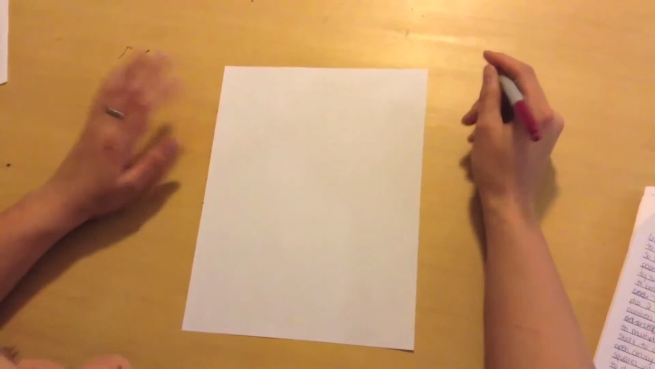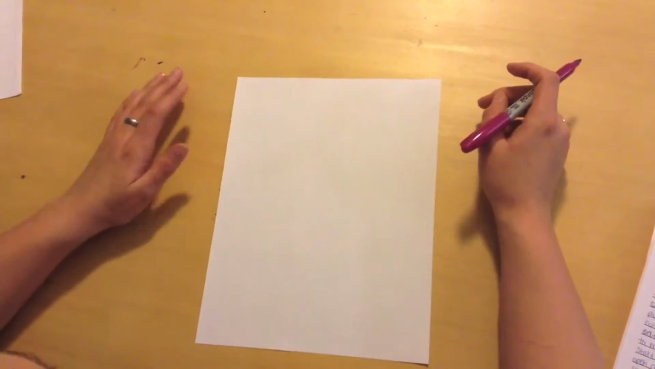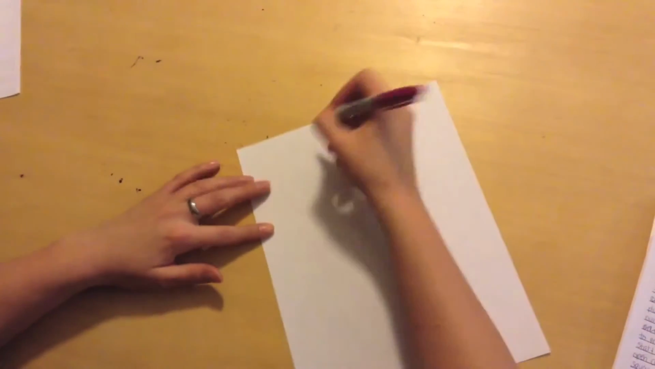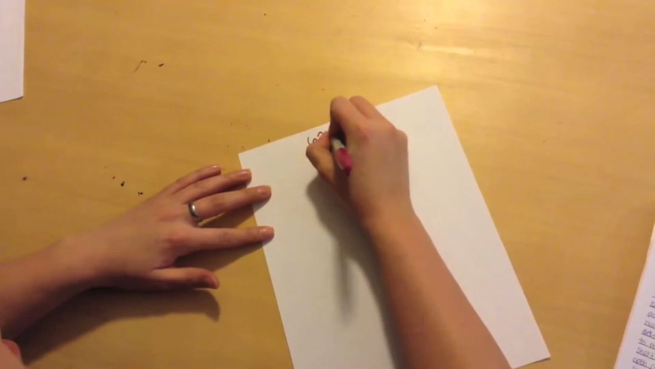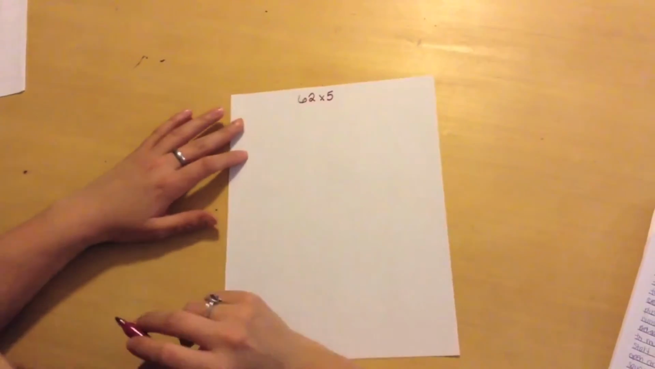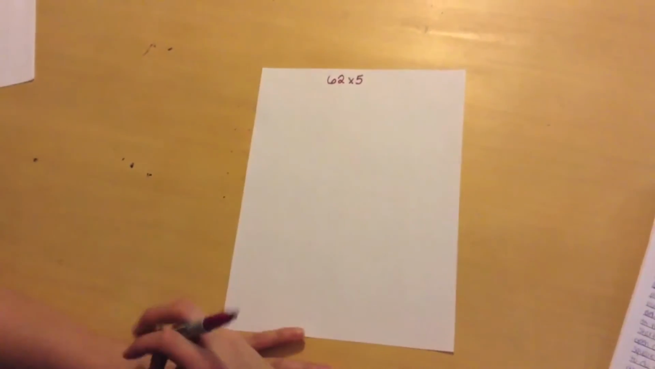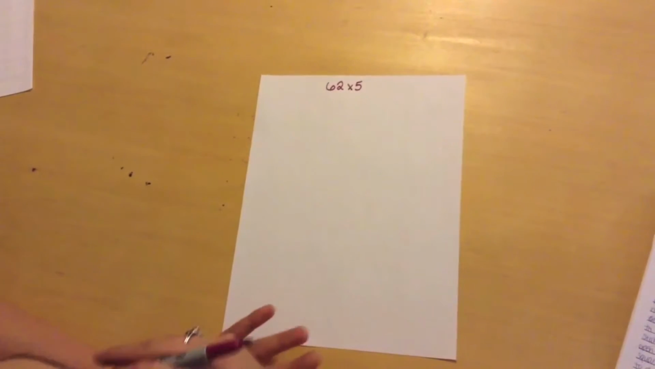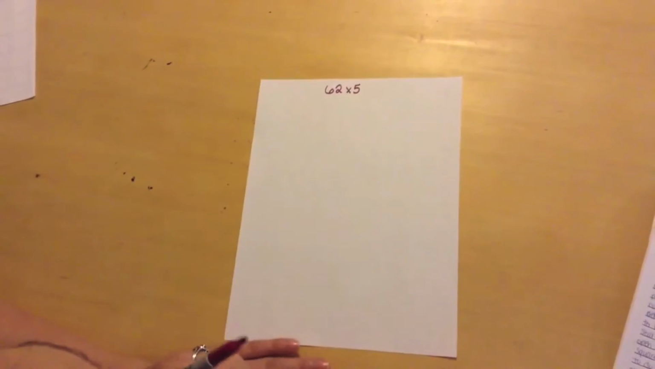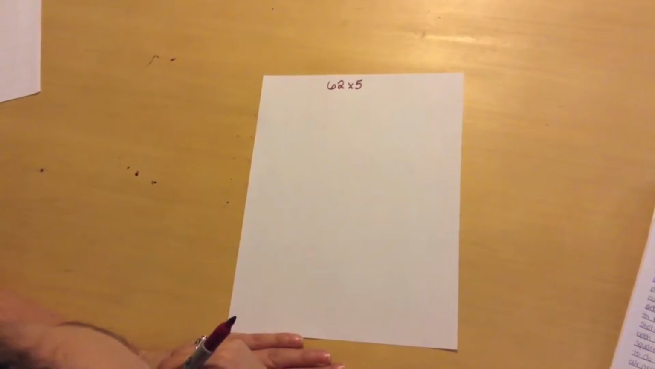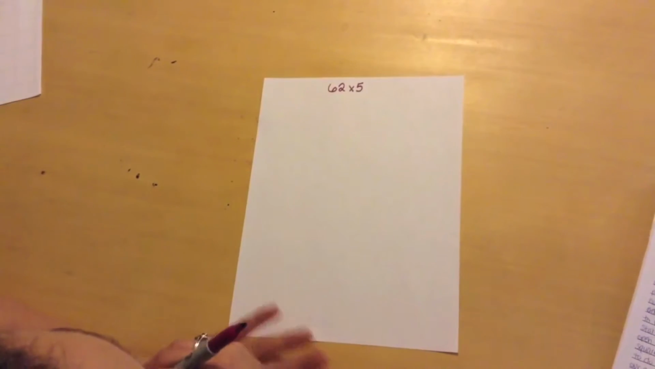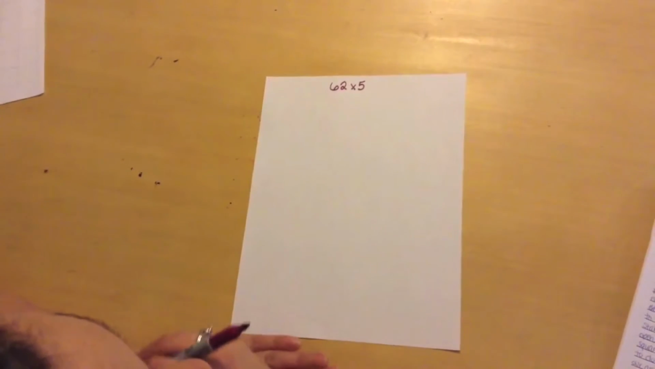So what if you have a multiplication problem like 62 times 5? It would take a long time to count all of those squares. So let's try this. Turn over your graph paper to the blank side, and let's try to solve 62 times 5 without using the squares.